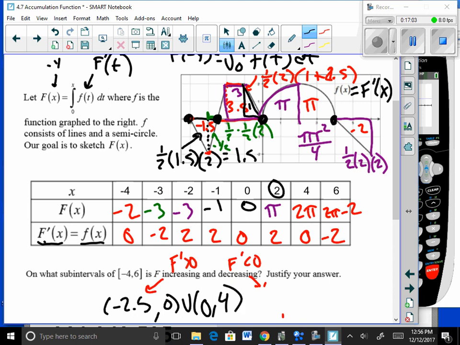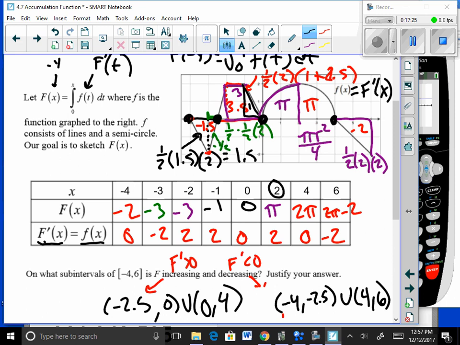And then it's decreasing where the f prime is negative or below the x-axis. So it's below the x-axis from -4 to -2.5, and it's decreasing from 4 to 6. So looking at the graph, identify where the derivative is 0.